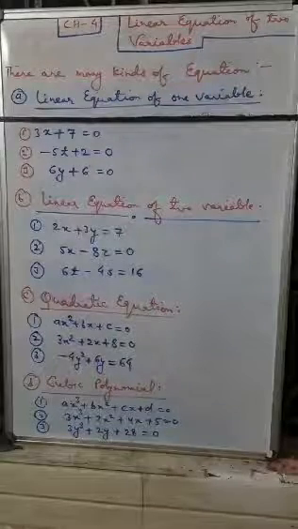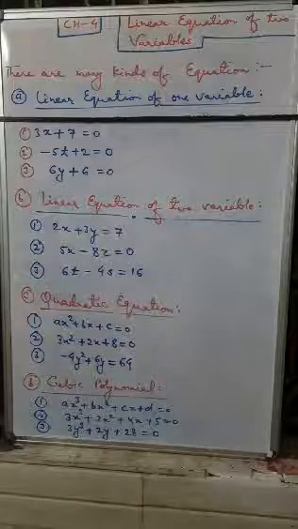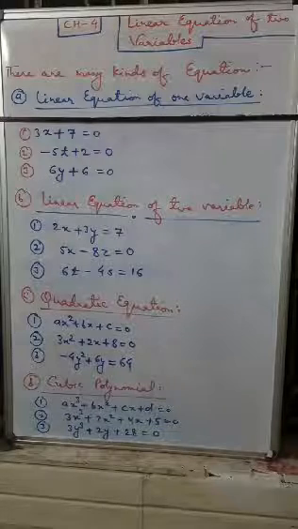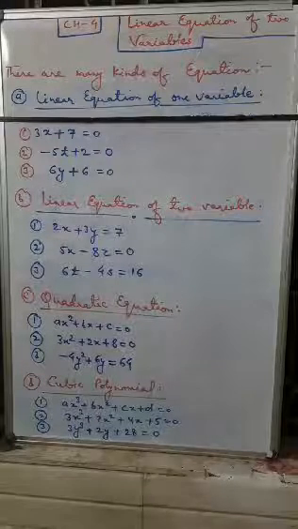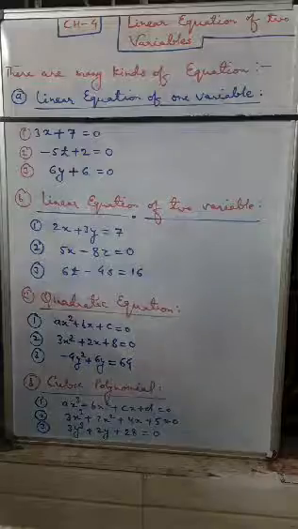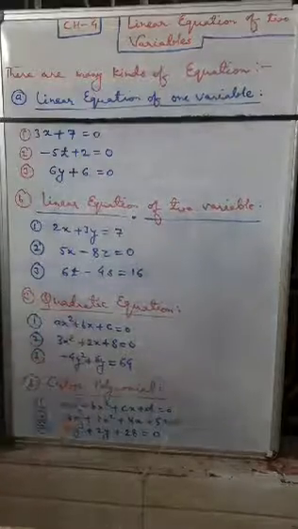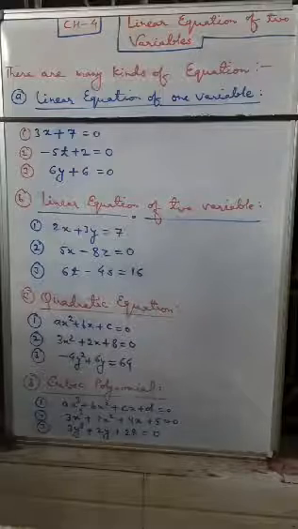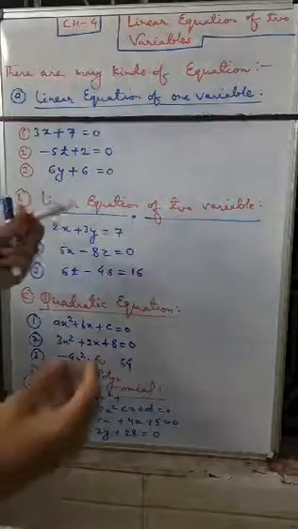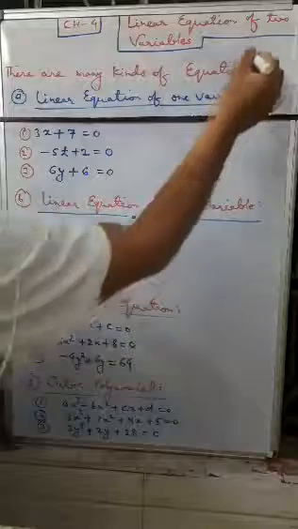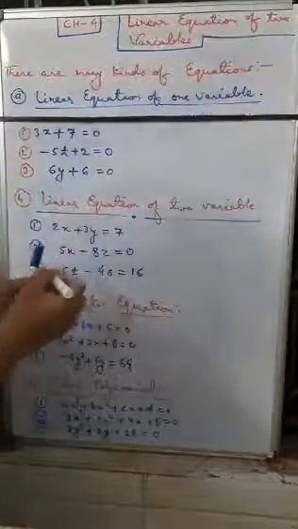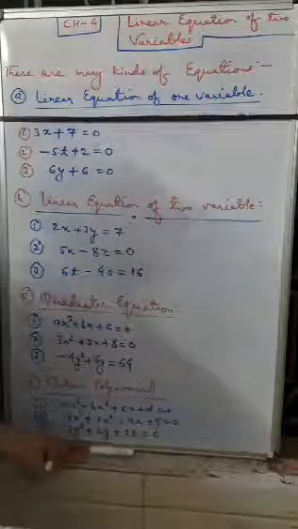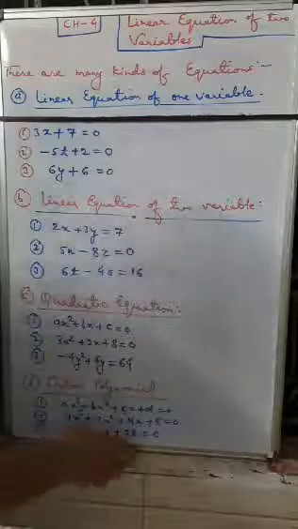Students, today we will study chapter number 4, linear equation of two variables. Here you are looking at many kinds of equations. First one, linear equation of one variable. So we can understand linear equation.